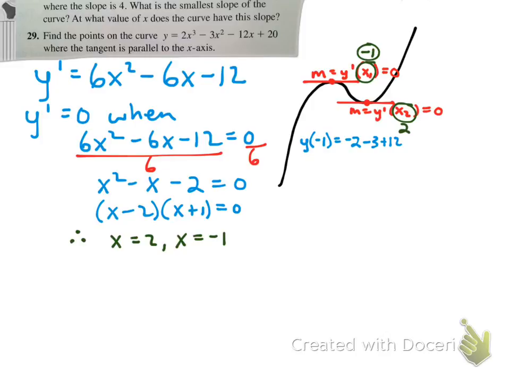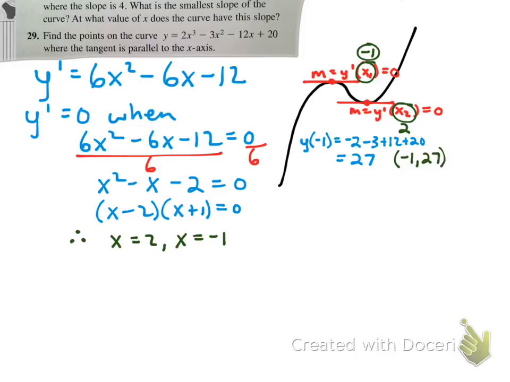I'm not showing every little step. Plus 20. And what do we get? We get 32, we get 27. Did I do that right? 32 minus 2 is 30, minus 3 is 27. So we get the coordinates of one of the points are, doing a different color here, negative 1 comma 27.